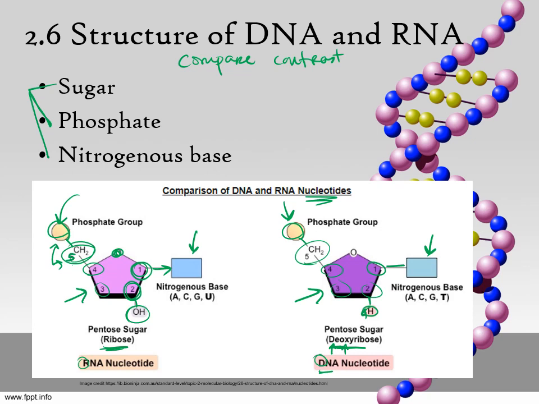Another difference is those nitrogenous bases. In RNA, we're going to have adenine, cytosine, guanine, and uracil. And then in DNA, we're going to have adenine, cytosine, guanine, and thymine instead of uracil. Otherwise, lots and lots of similarities.